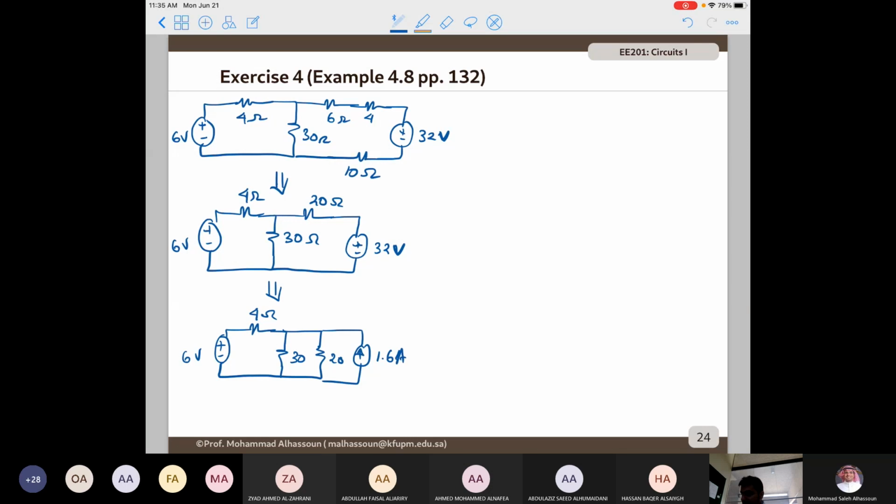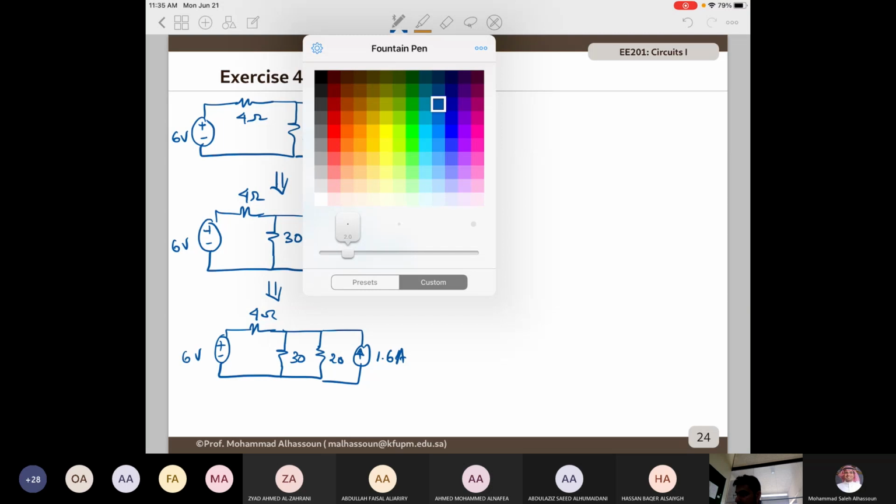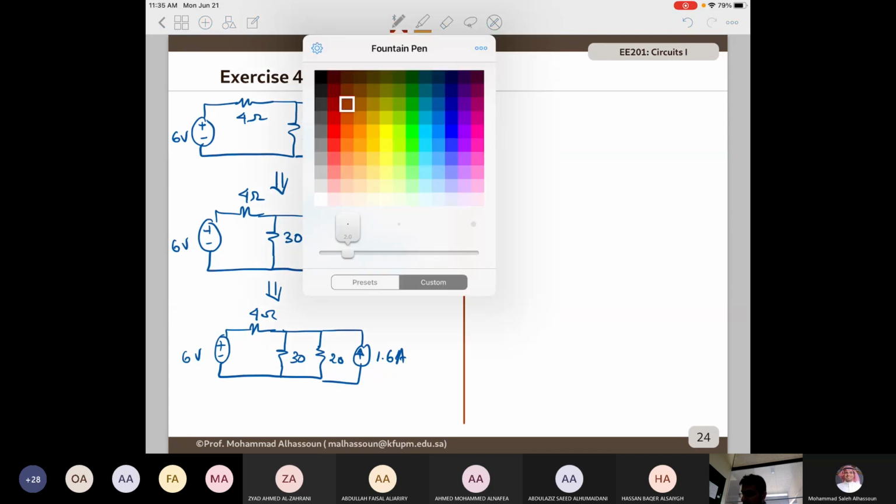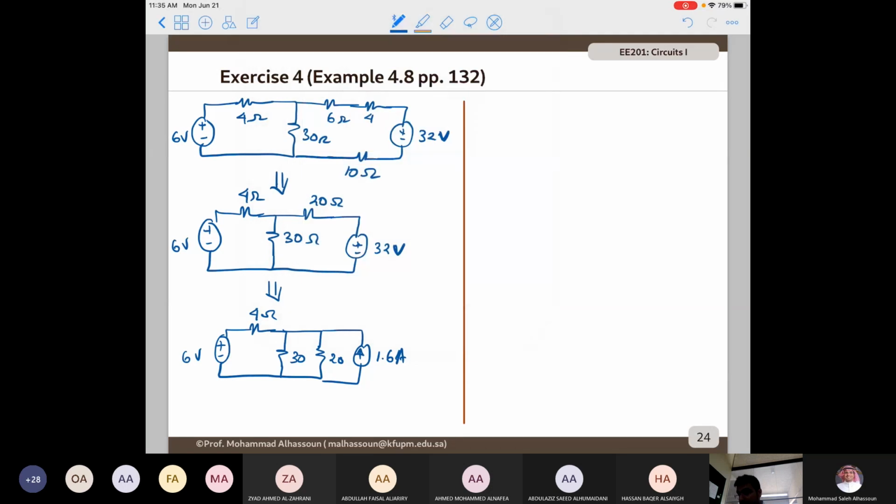So now I can see that I have 20 and 30 in parallel. So the parallel combination will be 12. I have a current source, so it will be something like this. You'll see that in the following exercise, inshallah next class, we're going to skip some of these steps and do more than one step at once. But for the sake of illustration of this exercise, we're going to do things in detail.